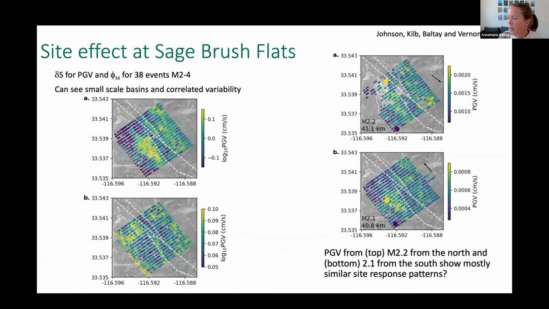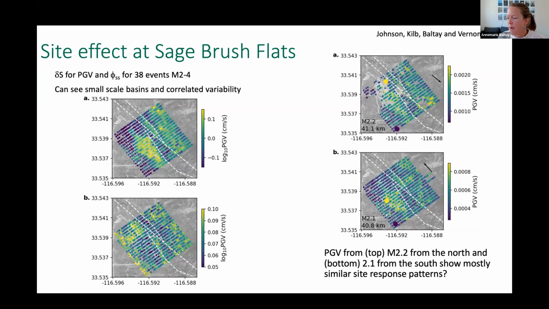The second study I was going to highlight quickly was work done by Chris Johnson and Debbie Kilb and Frank Vernon, looking at Sagebrush Flats. So again, this is another small magnitude data set, magnitudes 2 to 4. It's showing 38 events that were recorded at the nodal array. And on the left, we're looking at the site effects now from PGV data. And you can pretty clearly in that top plot just see that there are small scale basins that are highlighted.